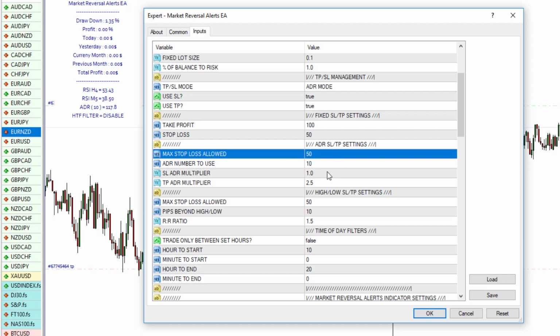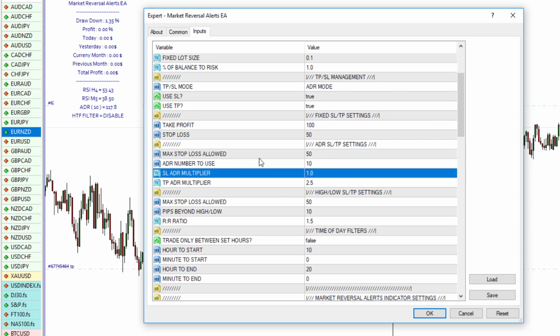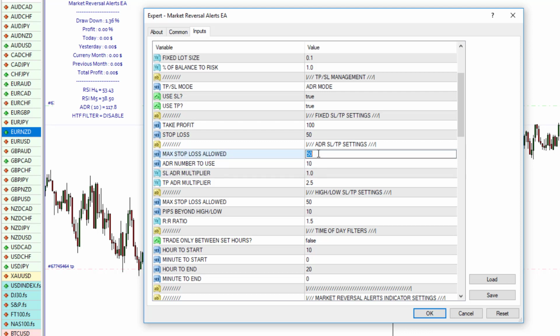So when you're using the stop loss multiplier, you need to take this into account as well. What I'd recommend if you didn't want to use the maximum stop loss is you just set that to 999, and that will make sure that it will always get into your trades and use the stop loss multiplier that you select. The final mode we have is high-low mode.